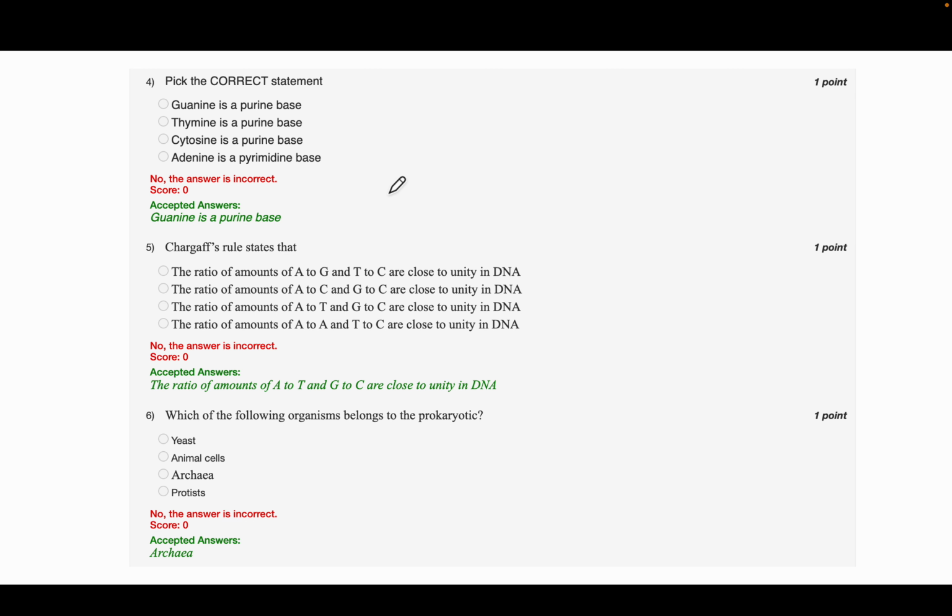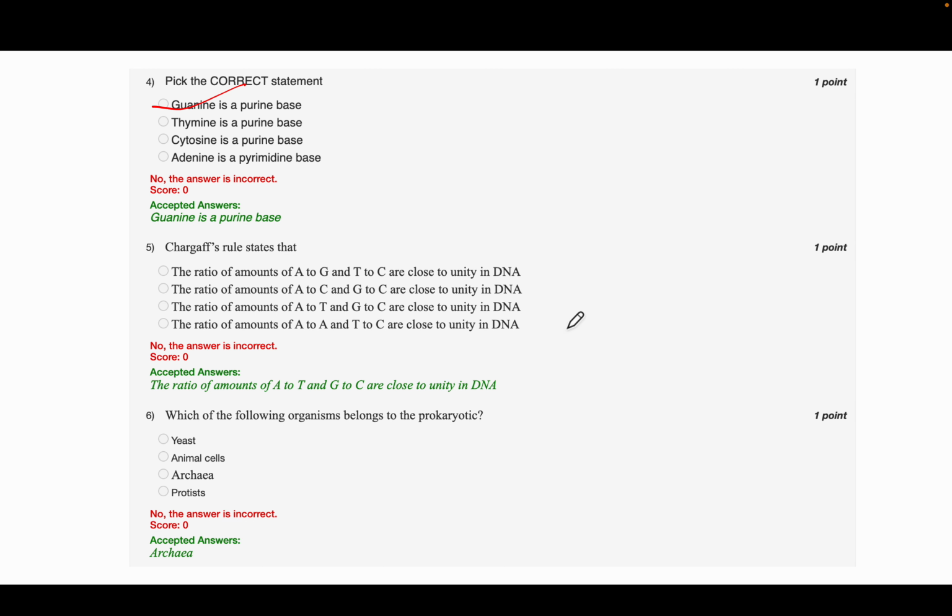Okay. So we know that there are two kinds of bases, purine bases and pyrimidine bases. So in purines, what comes? Adenine and guanine are purines, and cytosine and thymine are pyrimidines. So in this case, the correct statement is: guanine is a purine base.